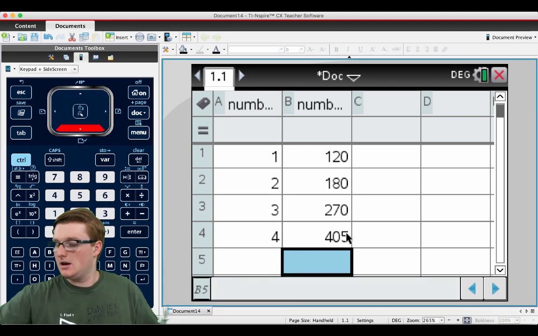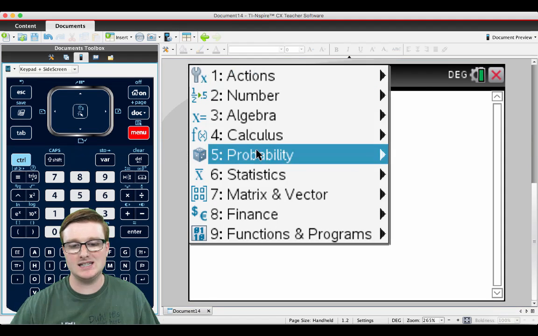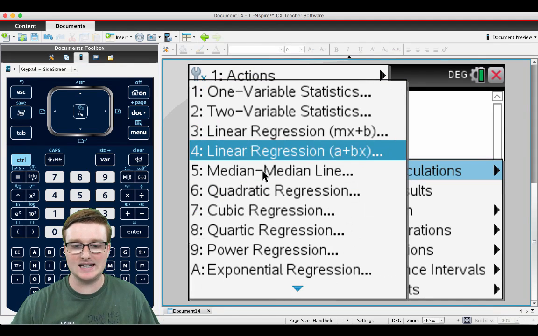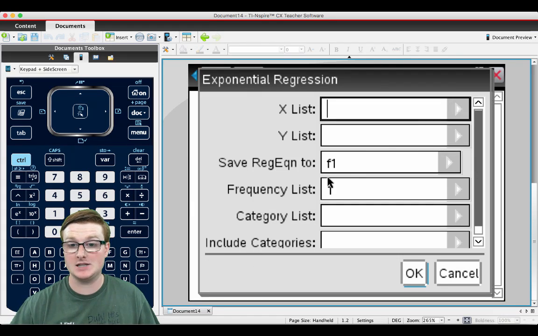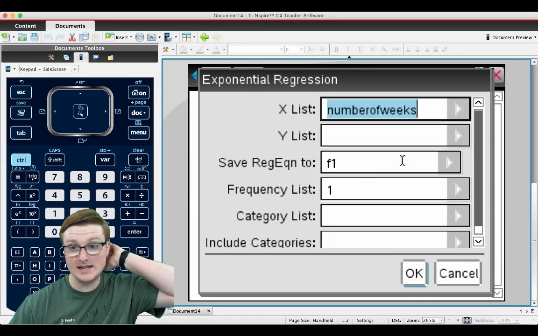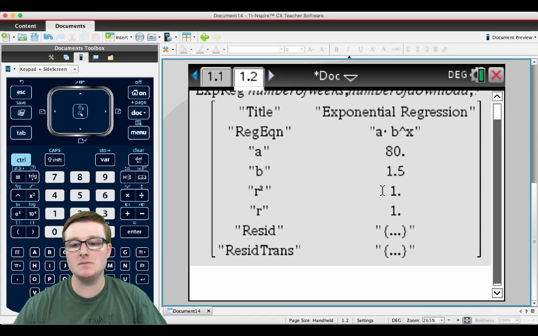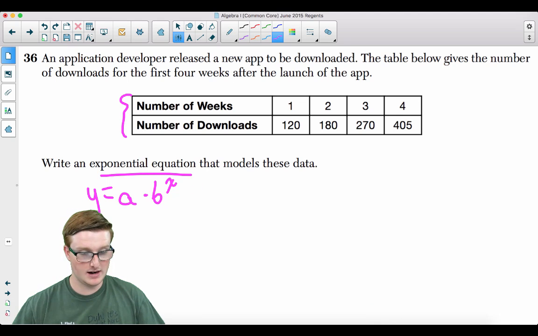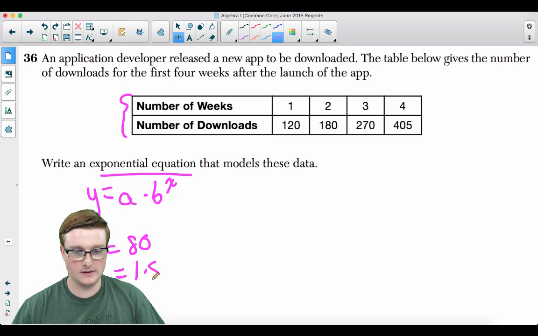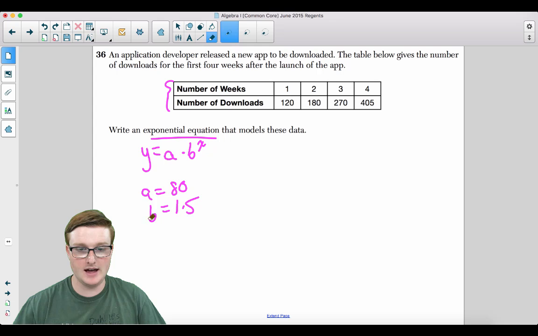405. Okay, so go to Control Doc, add a calculator, menu, statistics, stat calculations, exponential regression. Your X list is number of weeks, followed by number of downloads. Click OK. Your A value is 80. Your B value is 1.5. I'm going to expand this a little bit. All right, there we go. Those are your values.